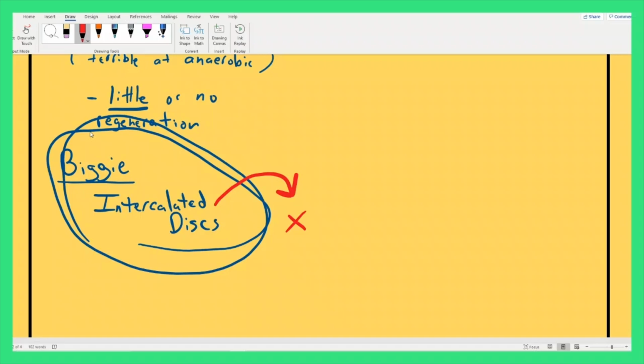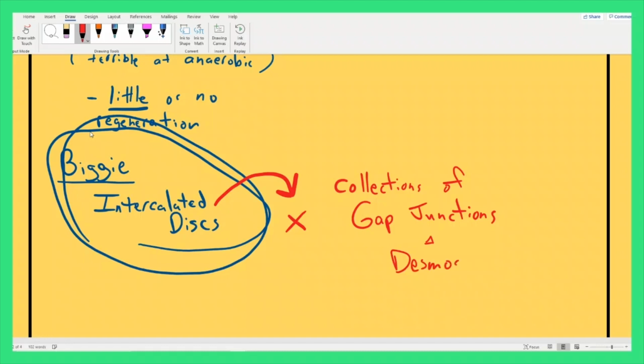Intercalated discs are collections of gap junctions and desmosomes that connect neighboring cardiac muscle cells.